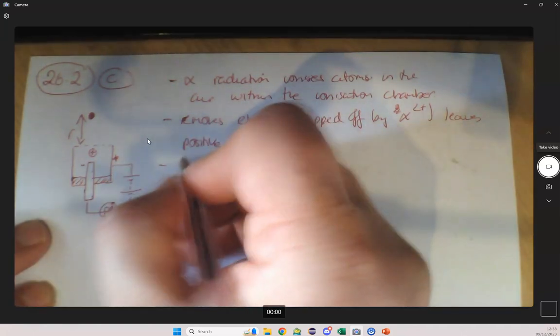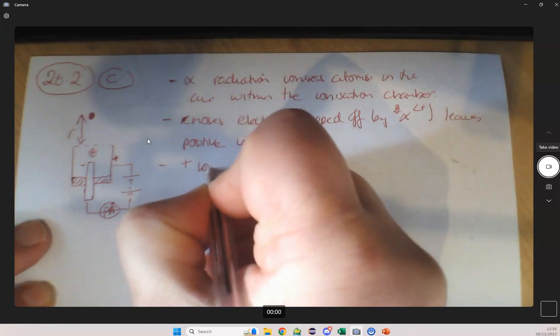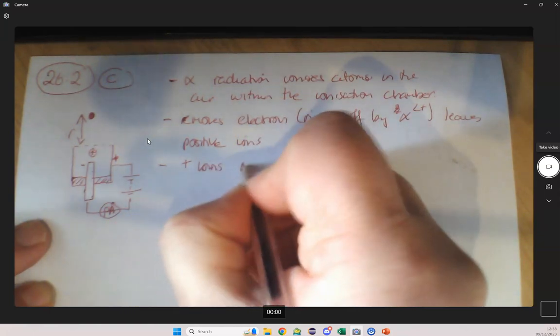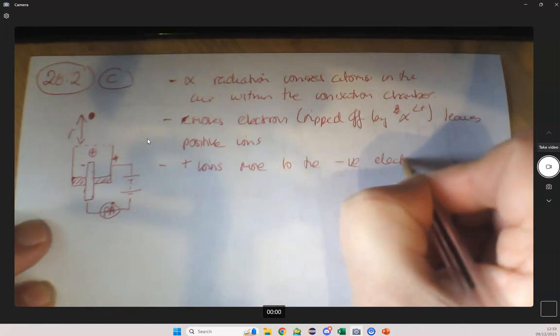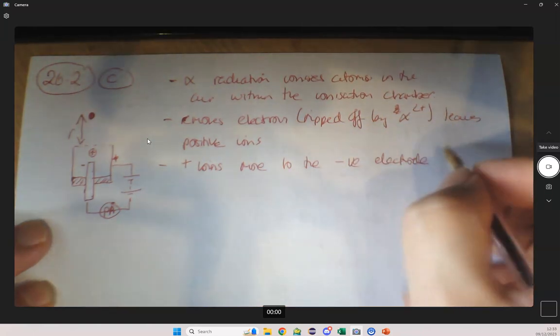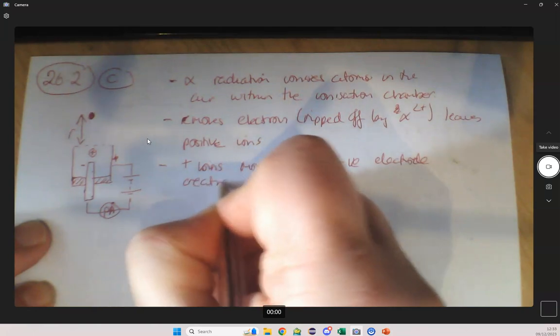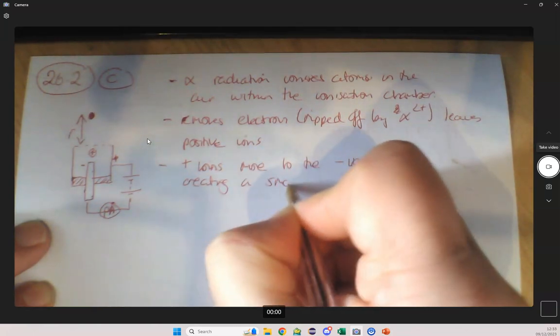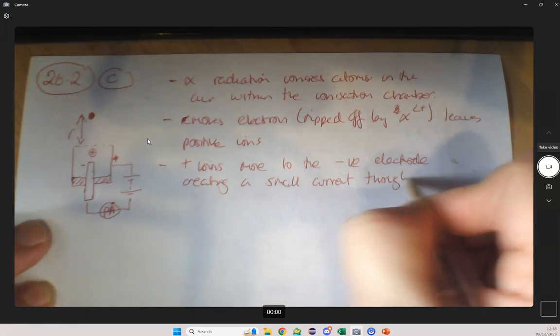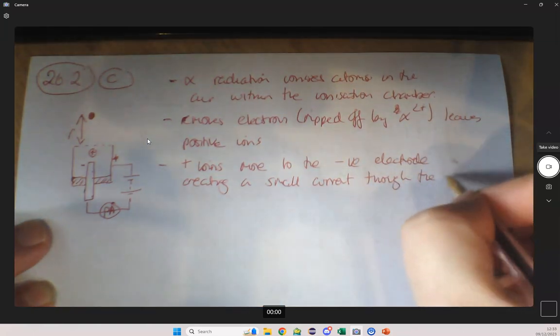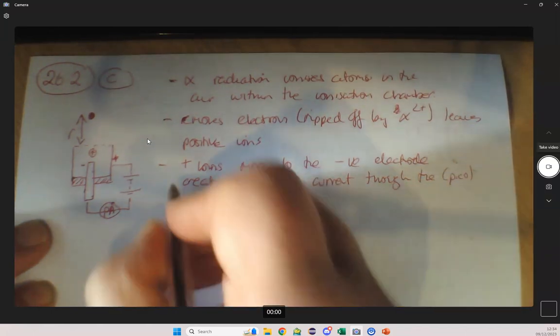So here, how do we explain that? Well, the positive ions move to the negative electrode, creating a small current through the, in this case it was labelled a picoammeter.